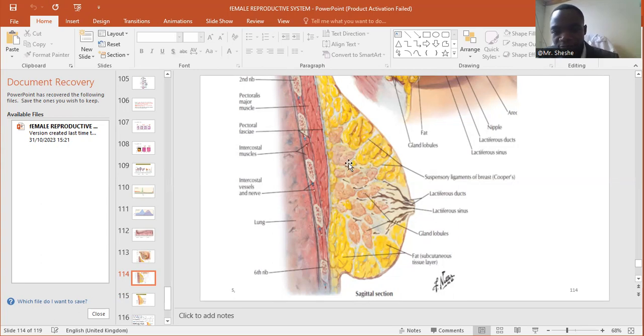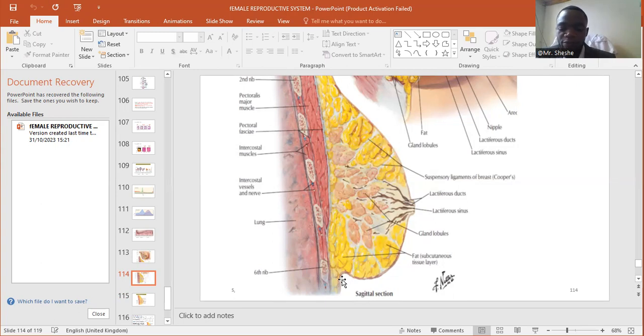Now, you see that from the skin up to the deep fascia, there are these grayish lines. These are ligaments. So the breast is suspended. So it has suspensory ligaments of Cooper. These are known as suspensory ligaments of Cooper. They keep the breast firm and erect, or standing if you like.